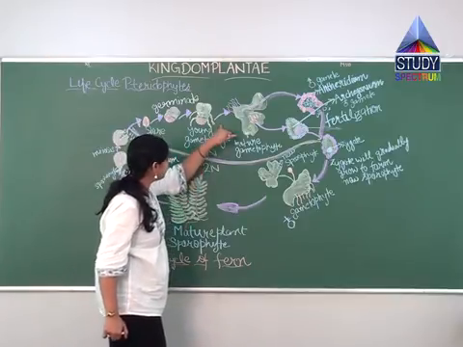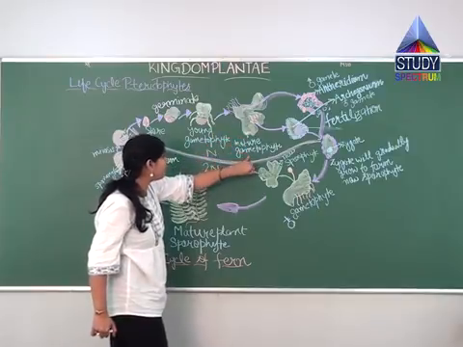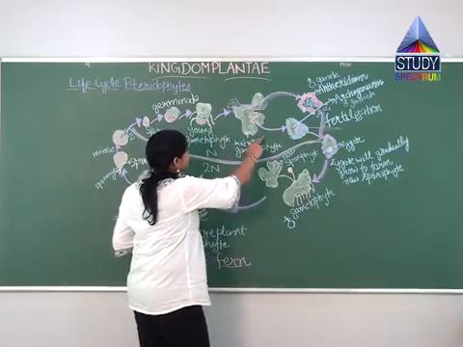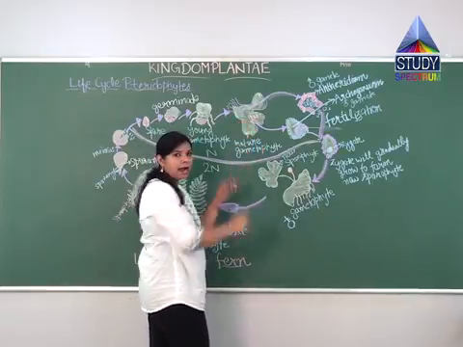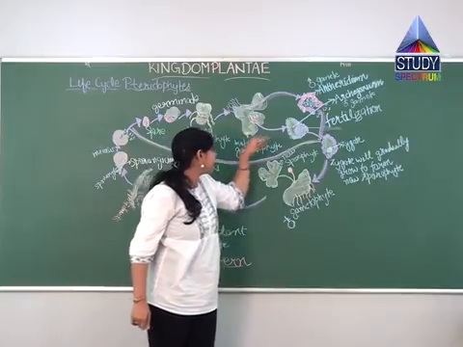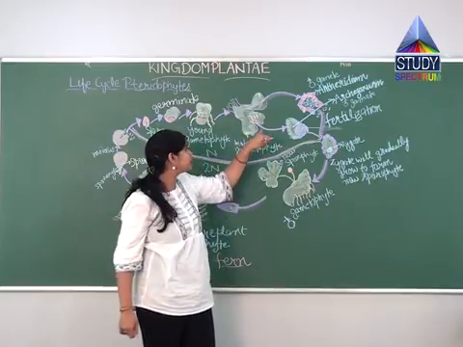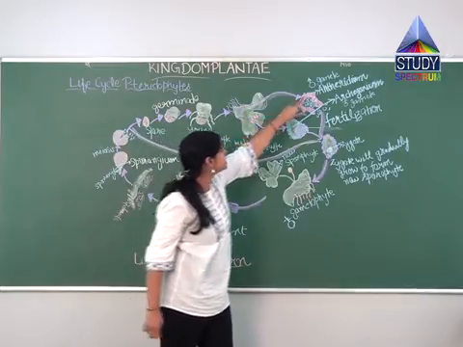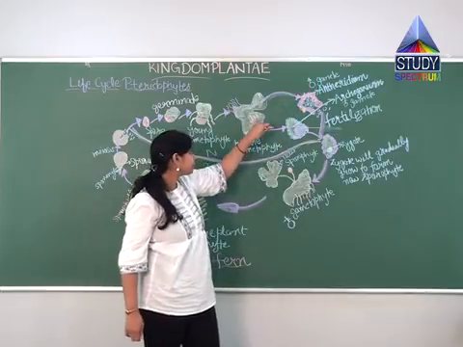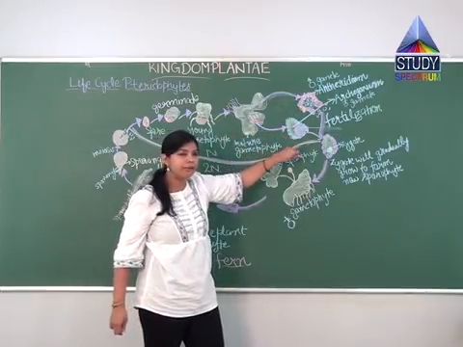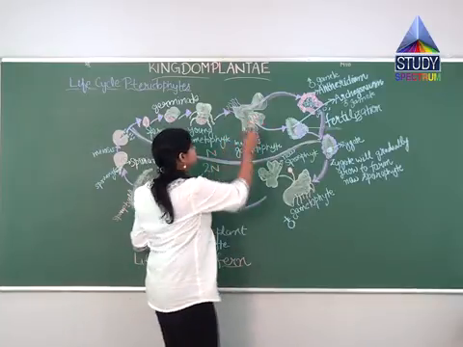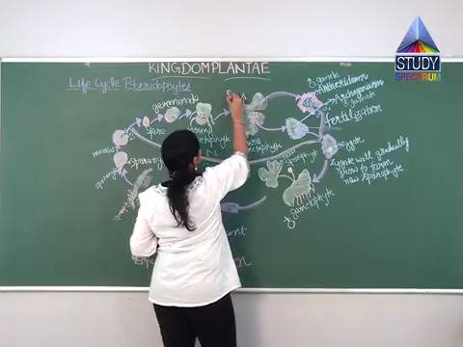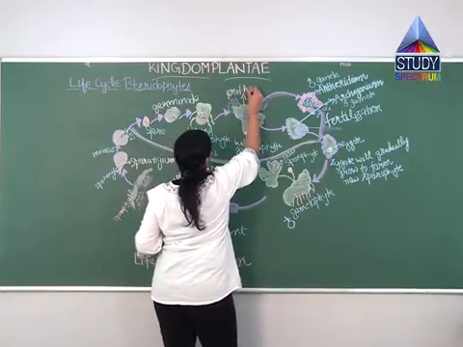This young gametophyte will again grow and will form the mature gametophyte. So students, if you see this mature gametophyte, it looks like a heart shape. So in Pteridophytes, the mature gametophyte stage will be something like a heart shape and it will include the antheridium, that is the male part, and the archegonium, that is the female part. And this structure is also termed as the prothallus.